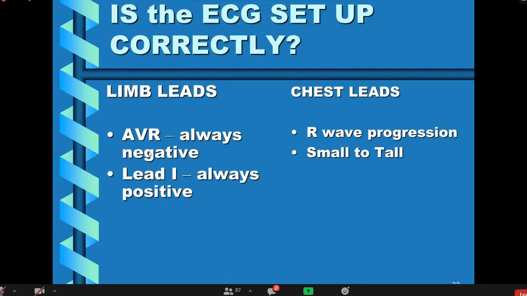As I told you, aVR remains always negative, lead one always positive. R wave progression you should be able to recognize. As I told you, the normal progression of R wave is from V1 to V6. It increases in height till V6, and you should check whether it is small or tall. That is also important, because in obese patients, in pneumothorax, and in a female patient, you can find small complexes. There are other causes for small complexes too, and I'm not going into the details.